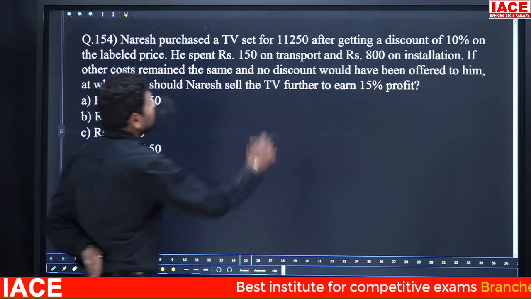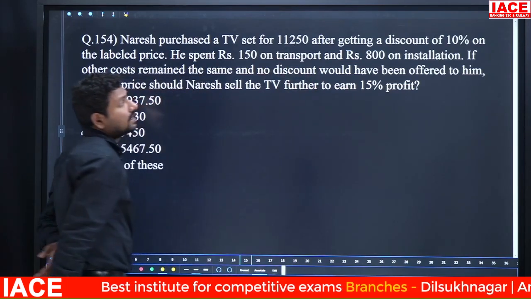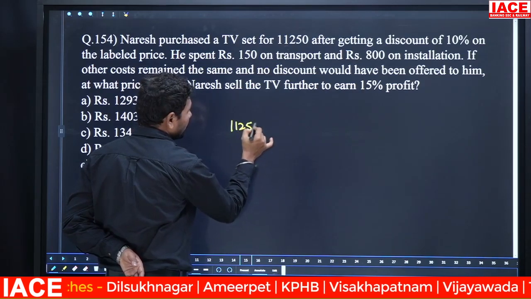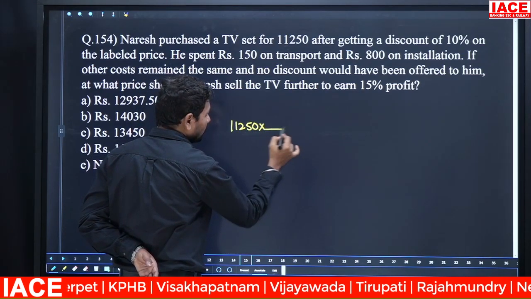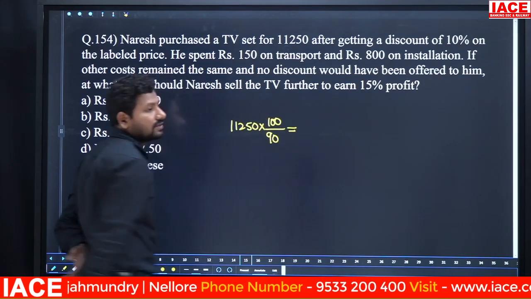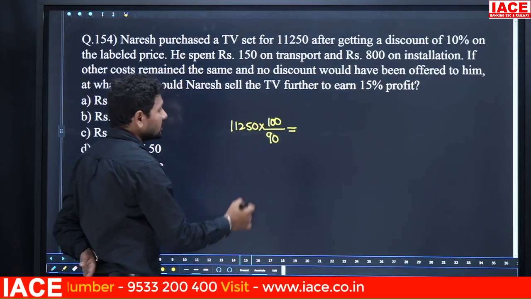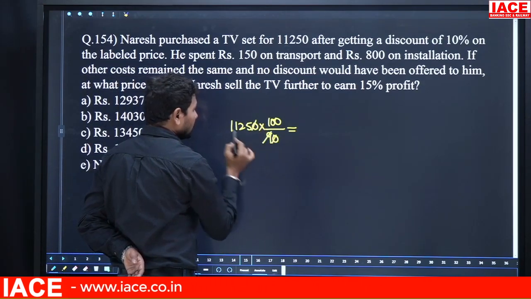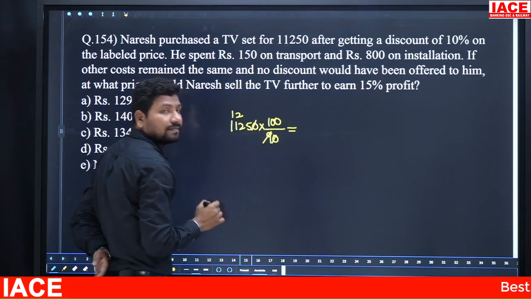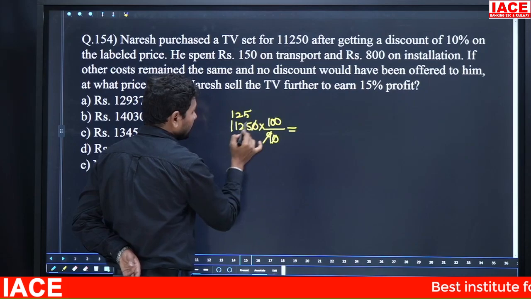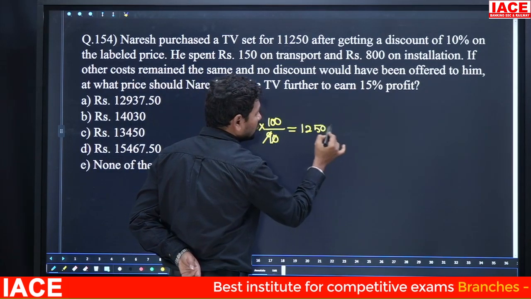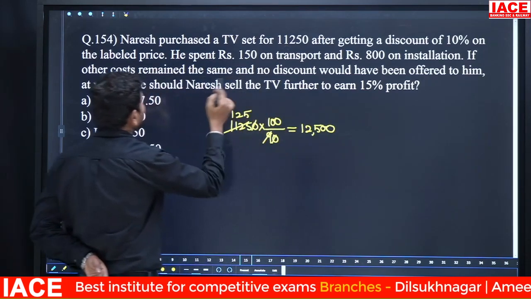Look here, 11250 after getting a discount of how much percentage? 10%. After the discount, 11250 is equal to 90%, but I need to know the original price without discount. Cancel the values here, 0 will be cancelled. Then 9 ones are 9, remaining is 22, 9 twos are 18, and 9 fives are 45. Then 125 into 100. The TV set value is how much? 12,500.